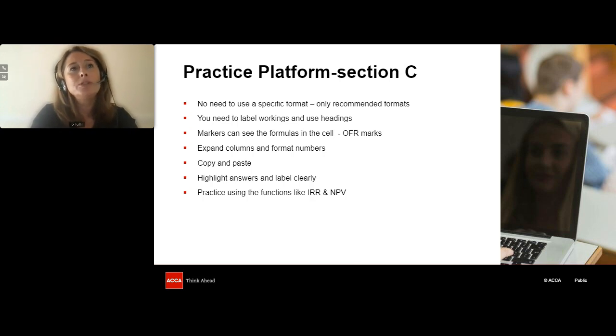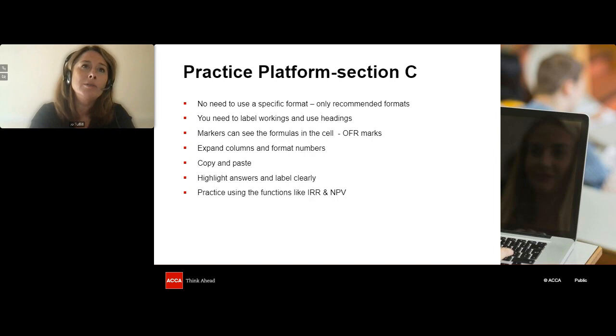You need to be able to use copy and paste to become efficient and quick at this. A lot of the time, some of the questions require repeated calculations. So you've done it once. Why not just copy and paste those formulas into another part of the spreadsheet and then replace the numbers? Therefore, you don't have to spend time creating those formulas all over again.